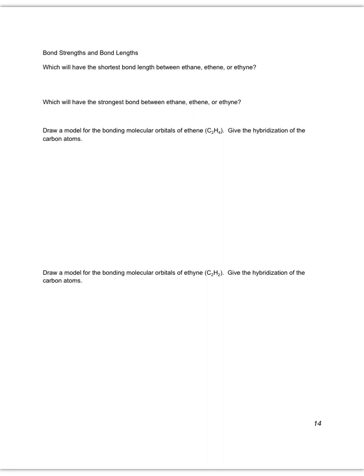Bond strengths and bond lengths. The shortest bond length is ethyne. The strongest bond is ethyne because we have the 3 bonds between the two. Okay, so in ethylene, or ethyne, I mean, what did I say a second ago? Ethyne has the shortest bond and the strongest bond because you have the triple bond between the two. Ethene, C2H4, each of the carbons is sp2 hybridized.